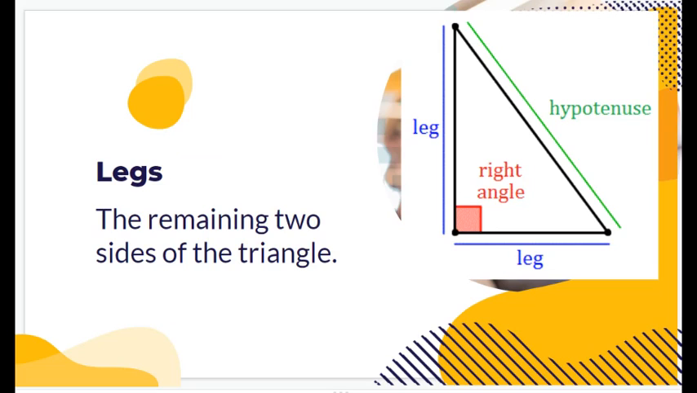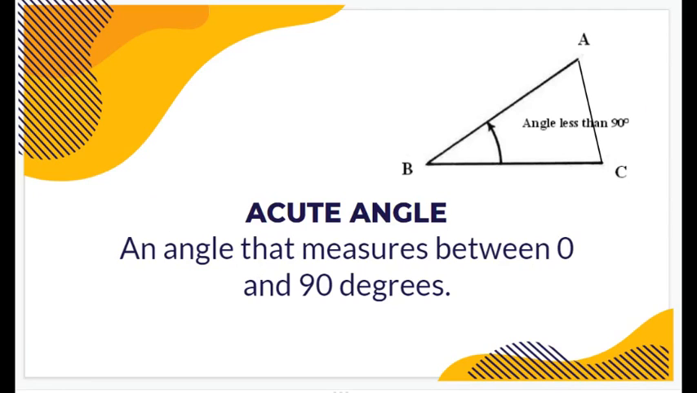Legs. These are the two remaining sides of the triangle. Acute angle. An angle that measures between 0 and 90 degrees.